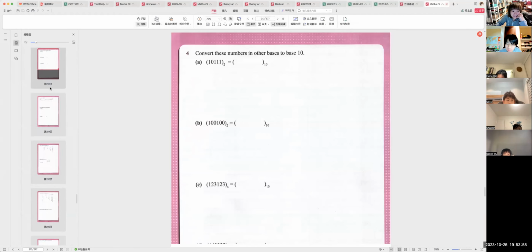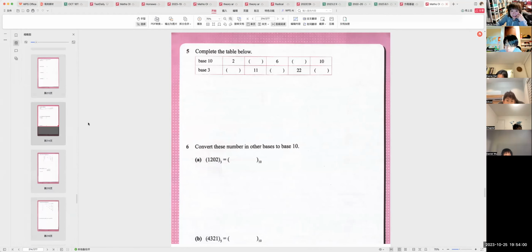Alright, guys, we all know how to do that, right? Okay, so let's take a look at this one, okay? So complete the table below. So what does it mean? So base 2, base 10, and base 3. Okay, so let's take a look at this one. At base 2, 2 in base 10, and in base 3, what is the number? 11. Two. Wait, my bad.